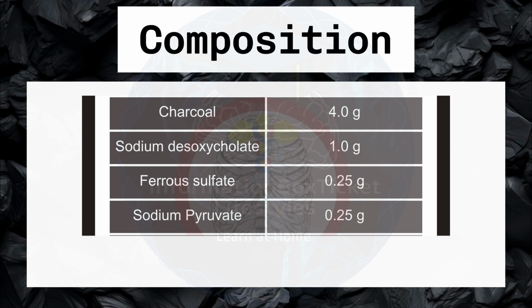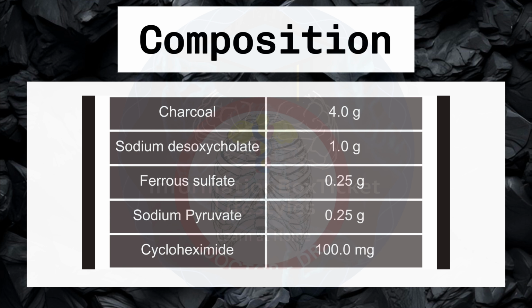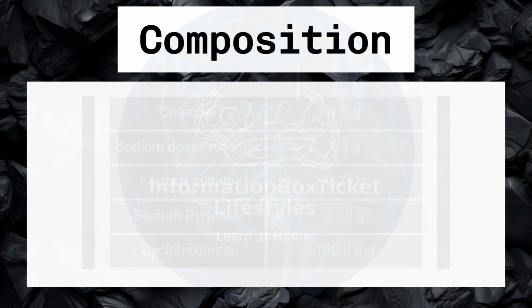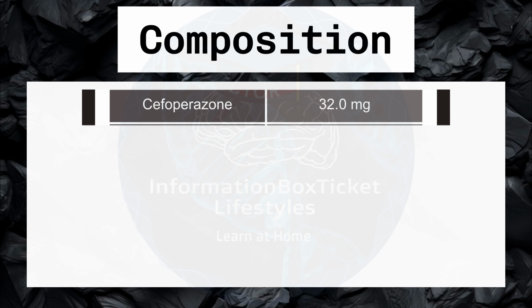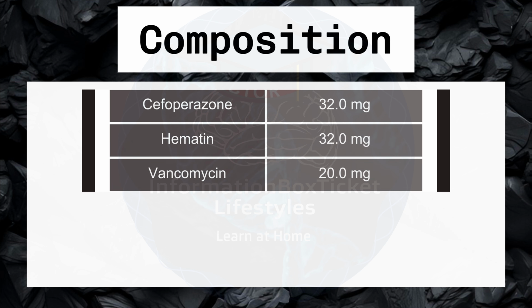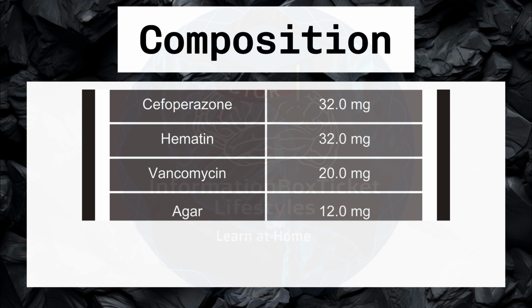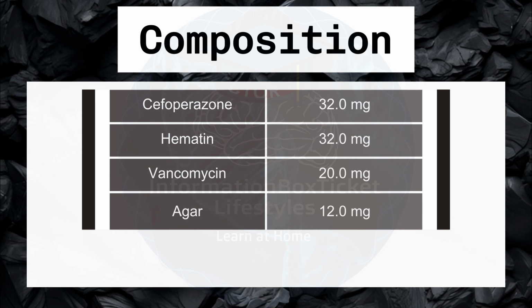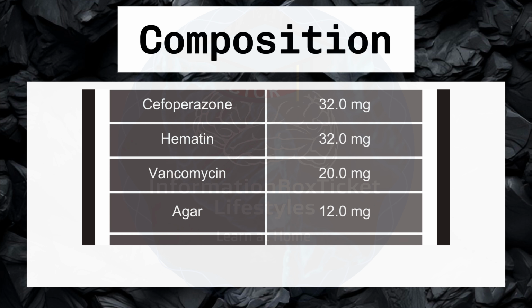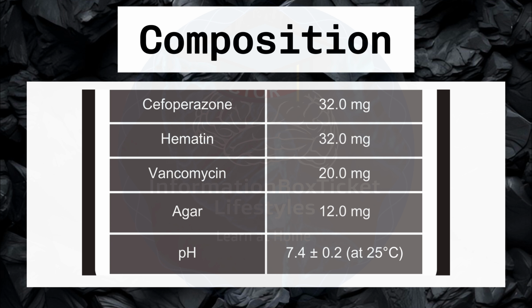We also include antibiotics: 100 milligrams of cycloheximide to block yeast and mold growth, 32 milligrams of ceftriaxone to suppress gram-negative enteric bacilli, and 20 milligrams of vancomycin to inhibit many gram-positive bacteria. Hematin, at 32 milligrams, and 12 grams of agar are added to support bacterial growth and help solidify the medium. Finally, the pH is carefully adjusted to 7.4, with a tolerance of ±0.2, measured at 25 degrees Celsius.